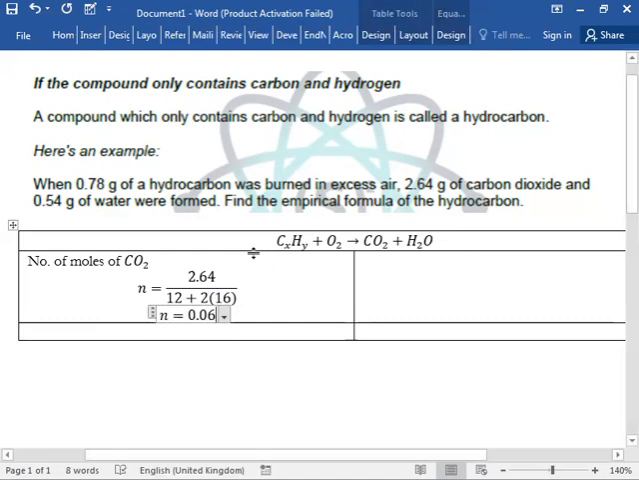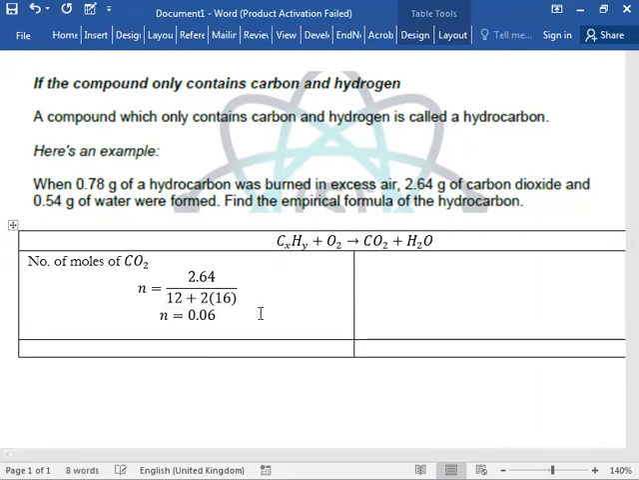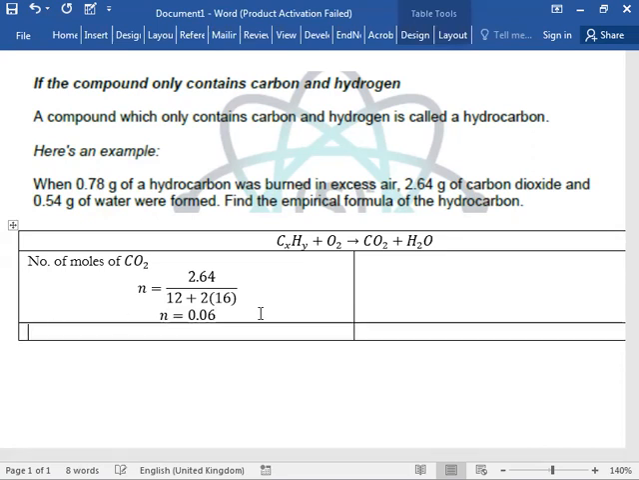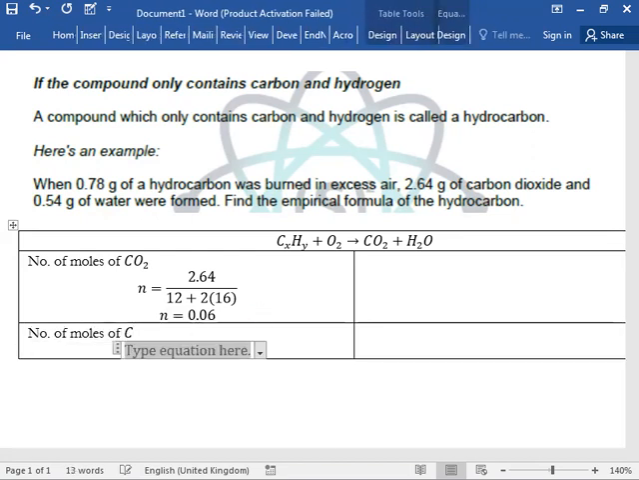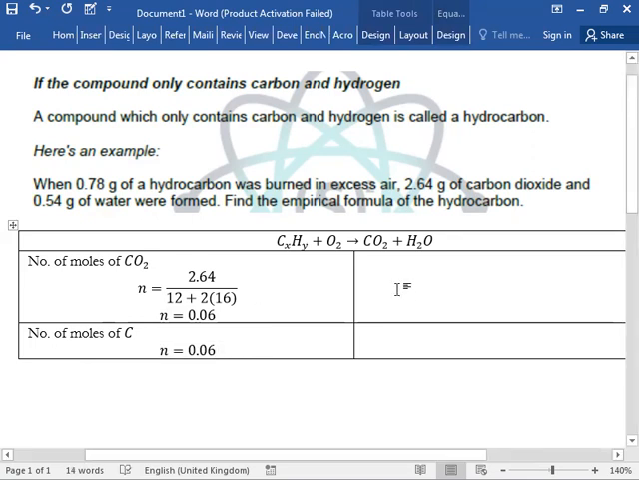Okay, now understand one thing. If there was just one single carbon here, I would have got 1 mole of carbon dioxide. If I'm getting 0.06 moles of carbon dioxide, can I say that the number of moles of carbon, that is also 0.06? Is this right? Similarly, I know the mass of water.